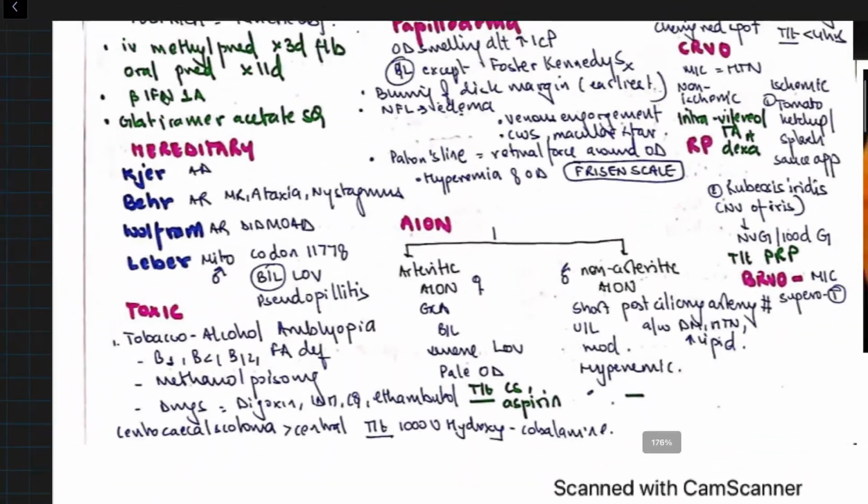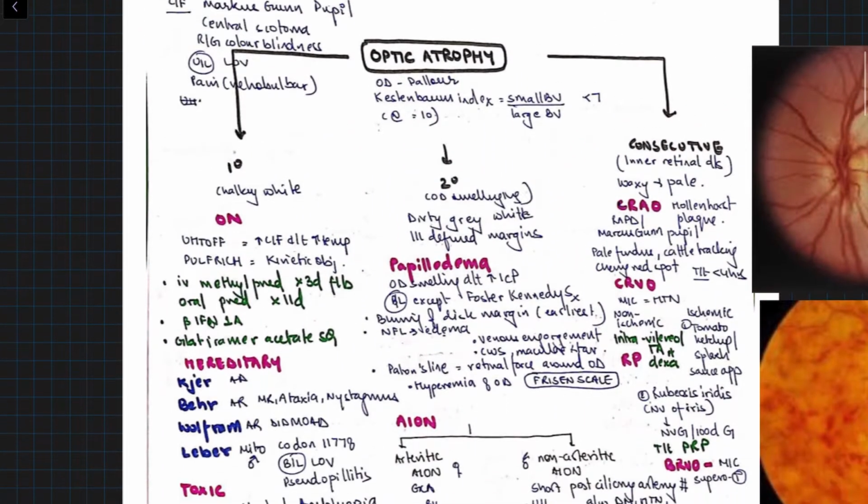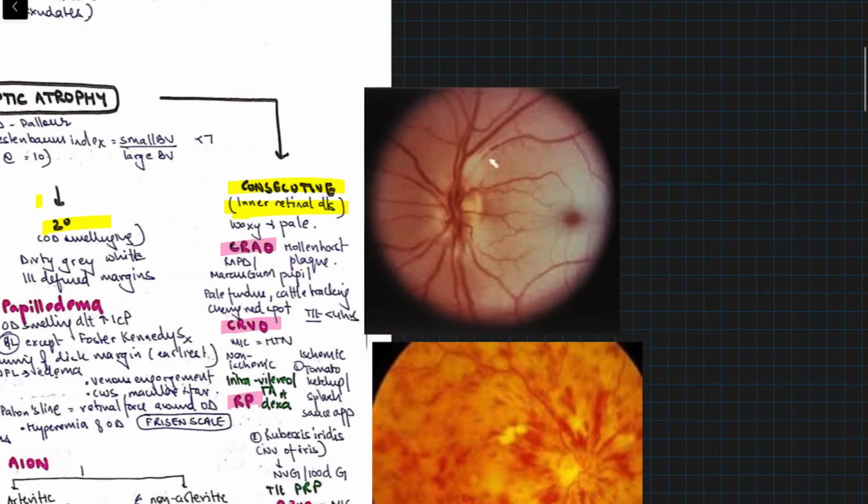Then quickly looking at optic atrophy. It is of 3 types: primary, secondary, and consecutive. So the consecutive optic atrophy is due to the retinal disease. So just let us look at the conditions: CRAO, CRVO, and retinitis pigmentosa. We've already done retinitis pigmentosa. We'll just look at the fundal images of CRAO and CRVO.